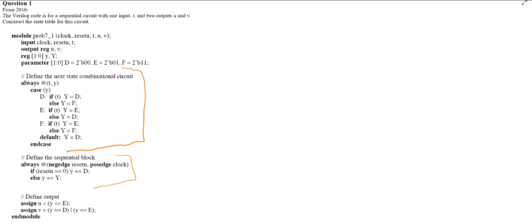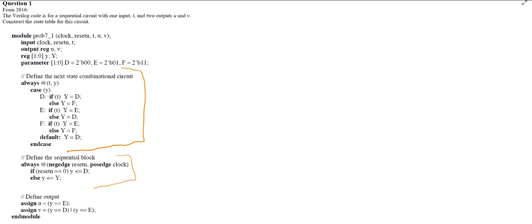Okay. All right. So now we get to our always block, and the always block says always at T or Y. So it's going to do what's in this always block whenever there's a change in either T, which is the input, or Y, which is the state. And so it's going to look at Y, and then depending on what Y is, it's going to do something.